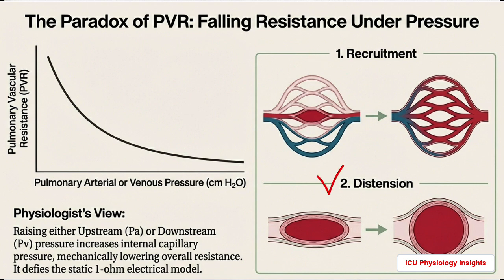The second mechanism is distension. The capillaries that are already open are so incredibly thin-walled that they simply expand in diameter as pressure increases, which of course further reduces their individual resistance.